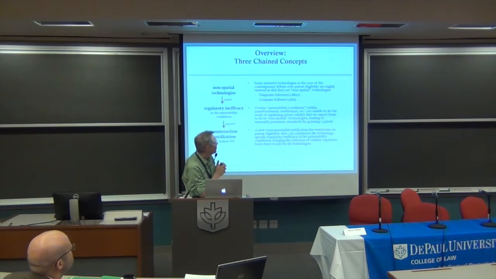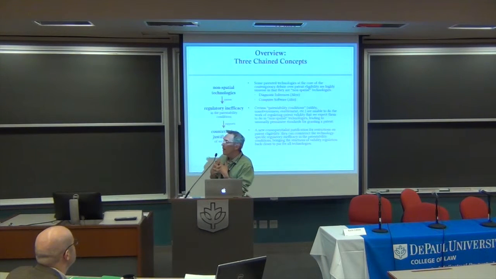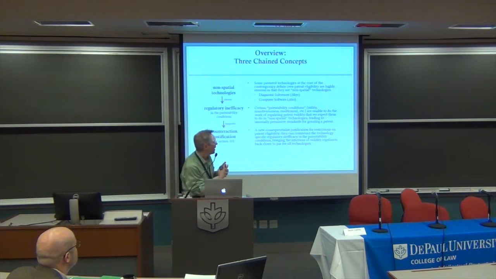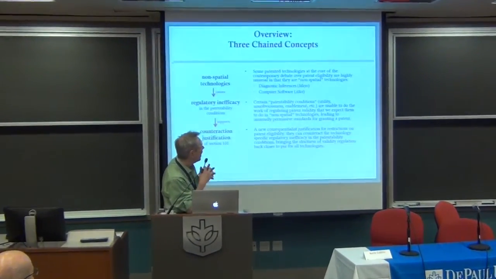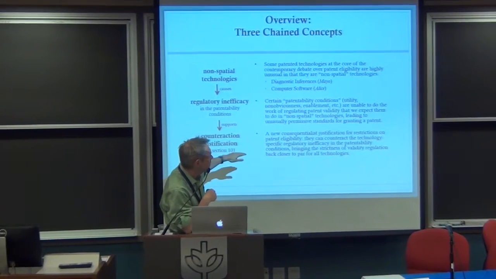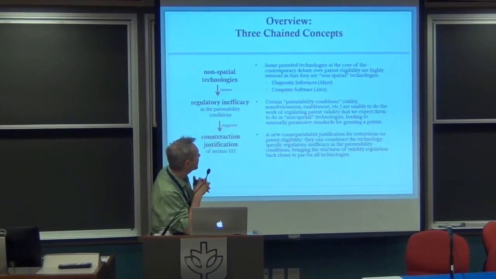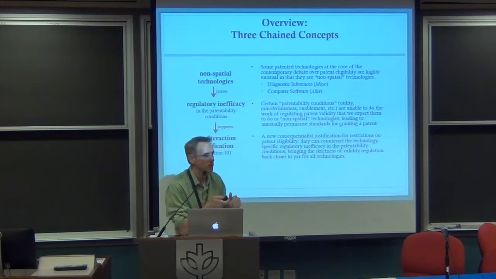Given that as a premise, we can then say when there's regulatory inefficacy, this can actually support a different role for patent eligibility. Patent eligibility can actually be thought of as a counteracting force. A restriction on patentability can actually counteract the technology-specific regulatory inefficacy in the patentability conditions, bringing strictness of validity regulation back to closer to par for all technologies.